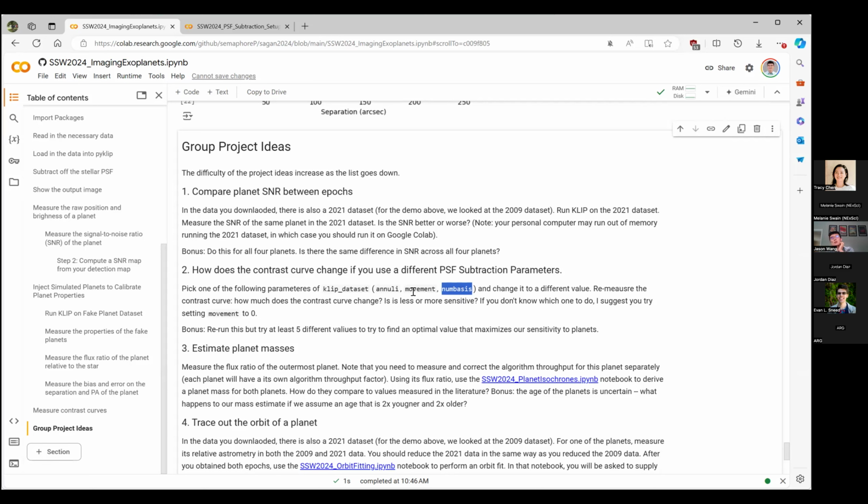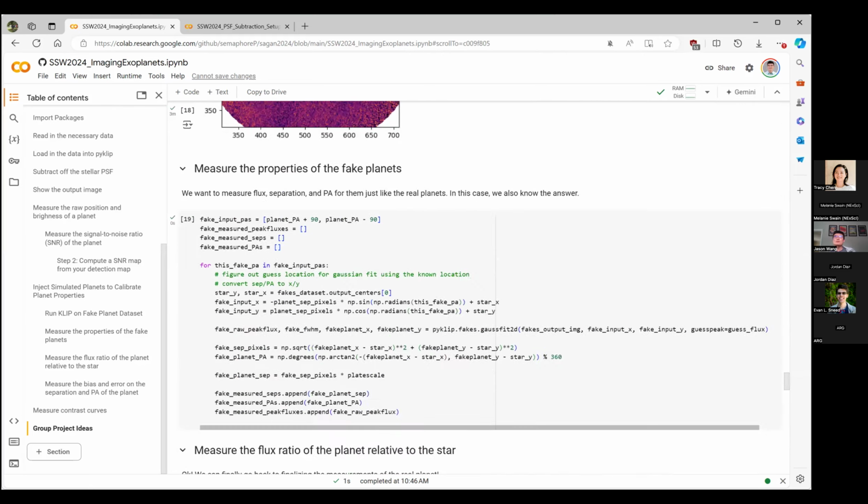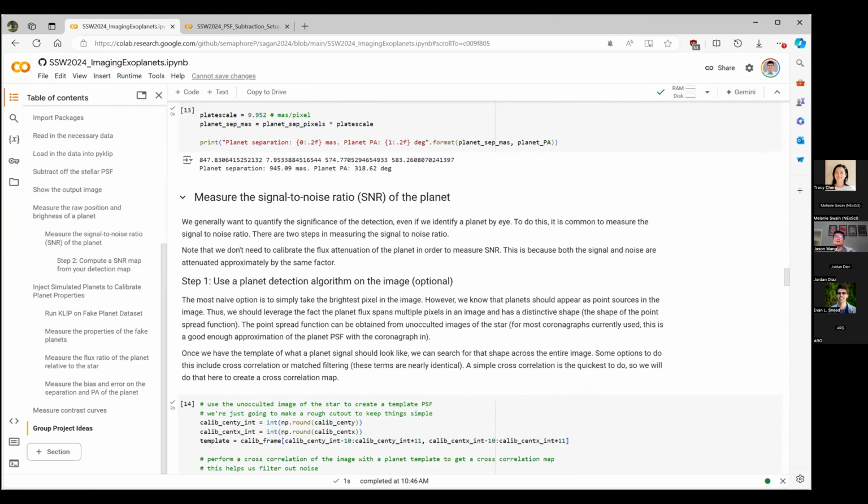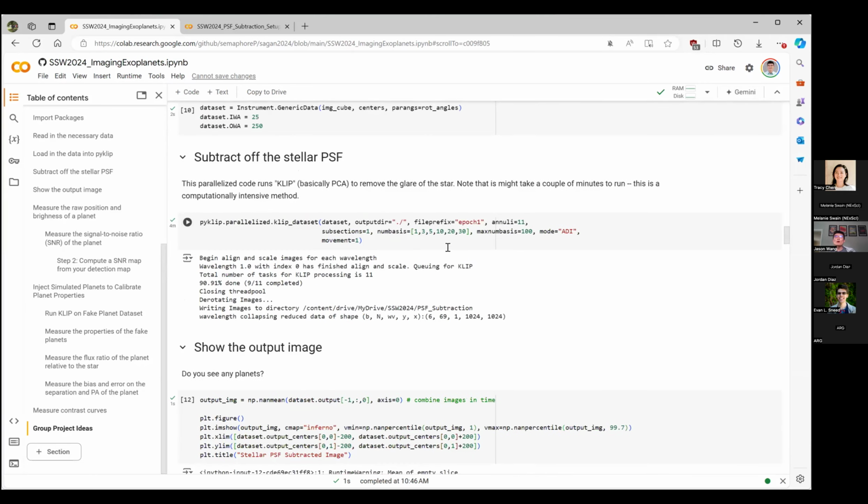So again, all these values have optima that are probably not 0 and probably not 1,000,000, but the goal is for the groups to pick one of these for the same 2009 data set, rerun CLIP and recompute a contrast curve with one of these changed, and see how much that affects their sensitivity plots. So you can see, if you go back up here, the default values are: we have 11 annuli. Our num basis, we're effectively using the last value in the num basis vector.